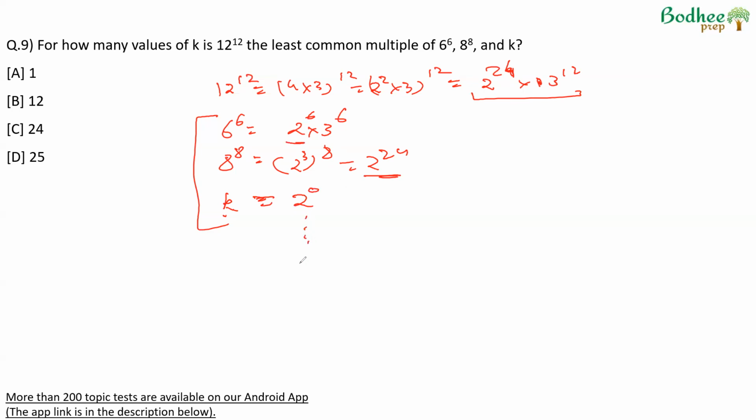So k can have power of 2 as any number it wants from 0 to 22. Because the highest power we already have, k can be less than this, equal to this, does not matter. So there are 23 options.